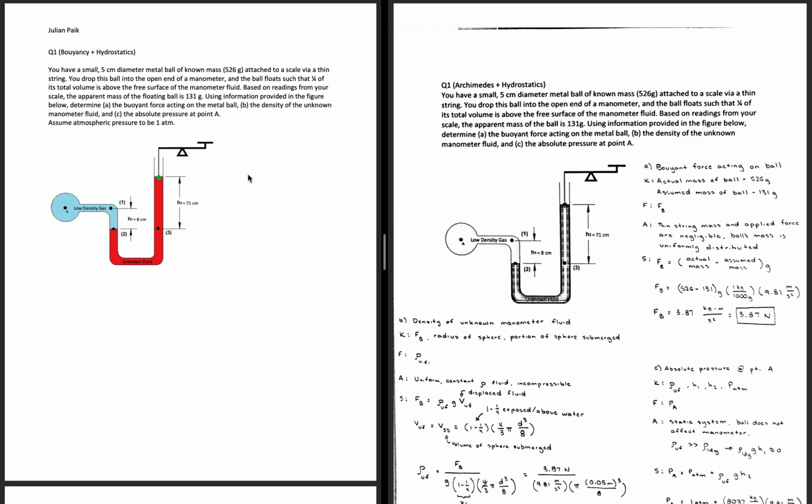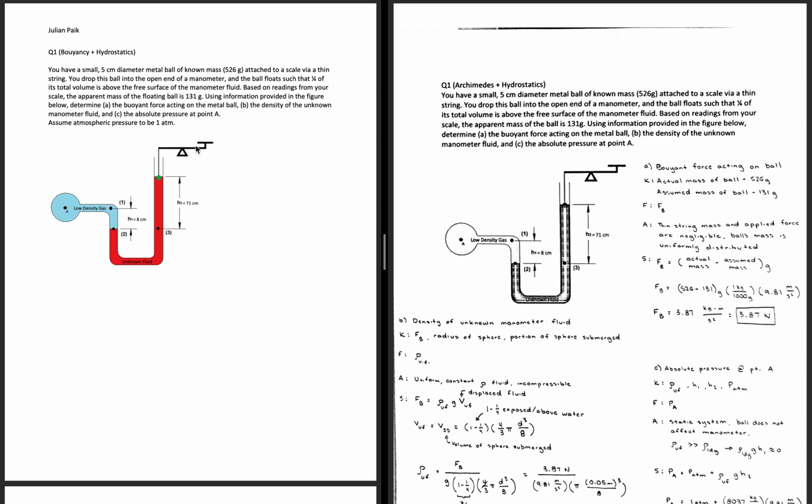First question, we can see just from the general setup that this is a manometer with an unknown fluid and an unknown density. The constant pressures right here, there's two different heights. One is from a low density gas, has a height of 8 centimeters. The second of the known fluid has a height of 71 centimeters. Within this manometer, there is a metal ball, which is being held up by buoyant force.